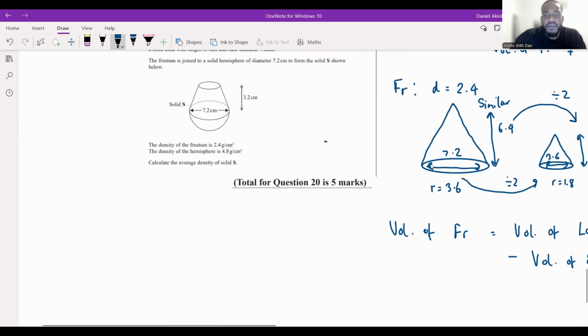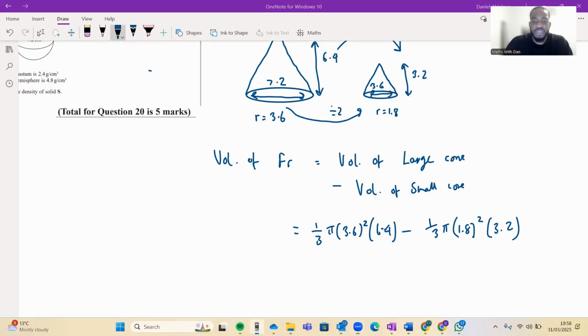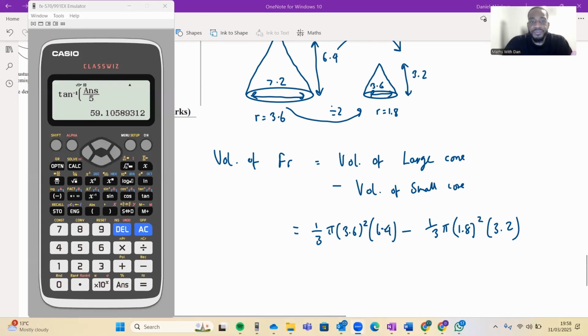So what's the formula? Third pi r squared h. So for this one, it's going to be 1/3 pi r squared, 3.6 squared. The height of it is 6.4. Take away 1/3 pi and then 1.8 squared, and the height is 3.2. Are you guys happy with that? All I'm going to do is literally plug this into my calculator as is, and it'll give me the answer in terms of pi most likely. Make sense, guys? All good? Yeah, just go if you guys say yes or no.